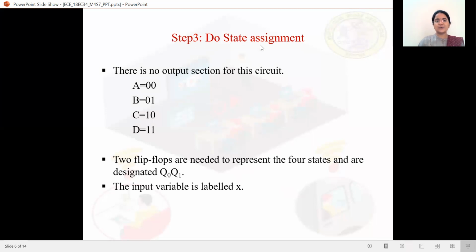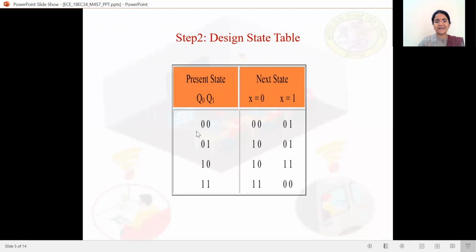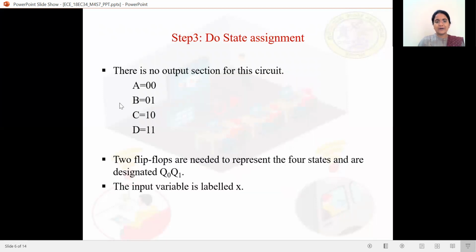Third step is to do state assignment. Here we are having binary values for the states. We have to assign the symbols for these values. We are assigning the state A, that is equal to 00. For 01, we are assigning state B. For 10, we are assigning symbol C. For 11, we are assigning symbol D.